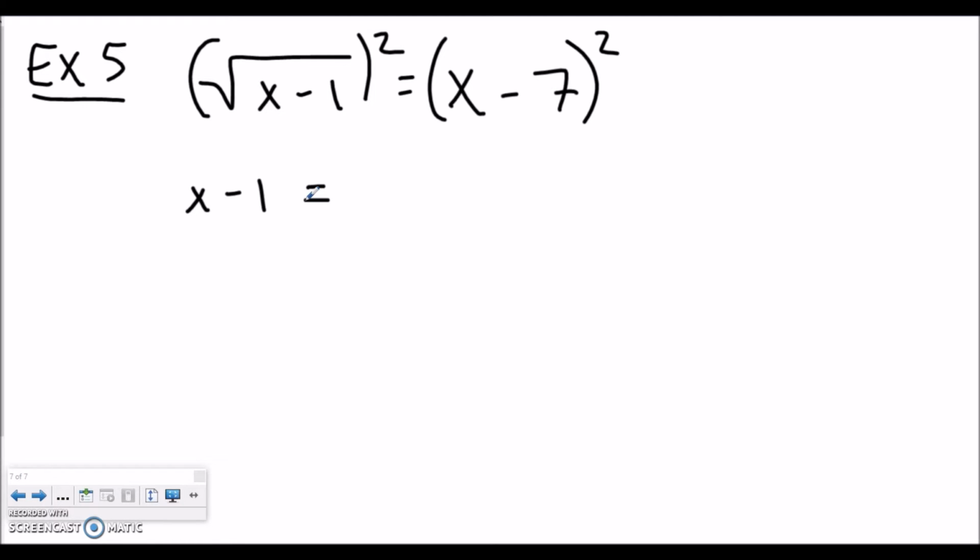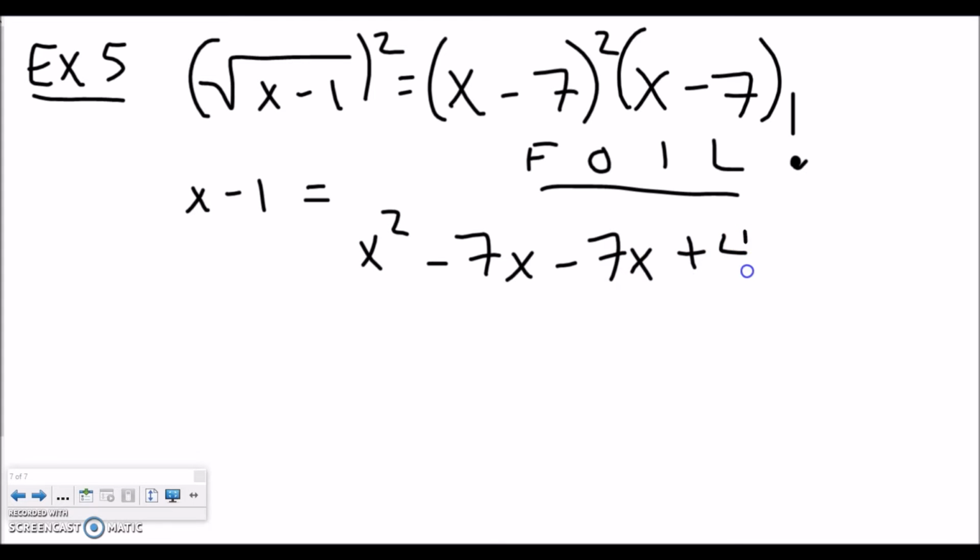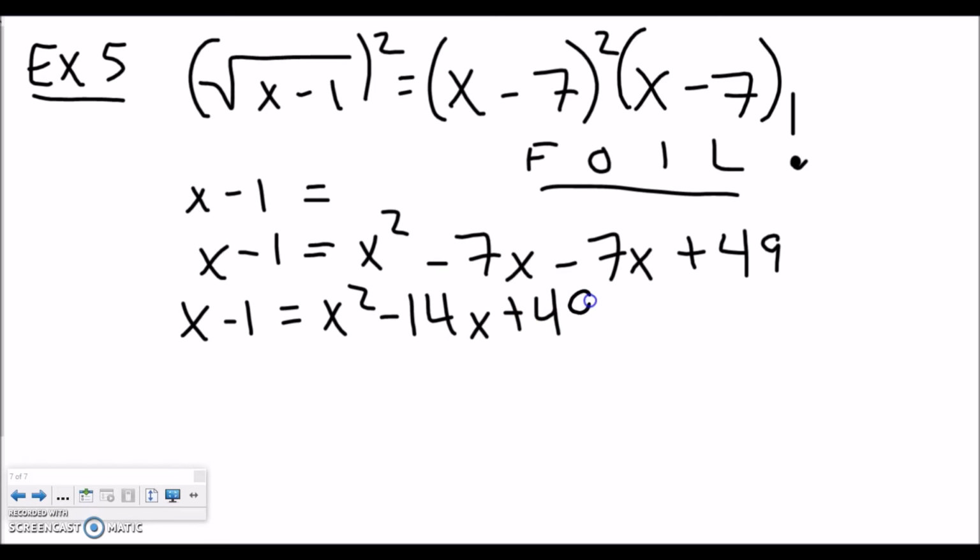Did you remember to FOIL? I sure hope you did, because we would have to FOIL an x minus 7, because when it's squared, that means there's 2 of them. So first would be x squared, outer would be negative 7x, inner would be negative 7x, and last would be plus 49, because those 7s multiply. We can clean up the right side a little bit and make it x squared minus 14x plus 49.